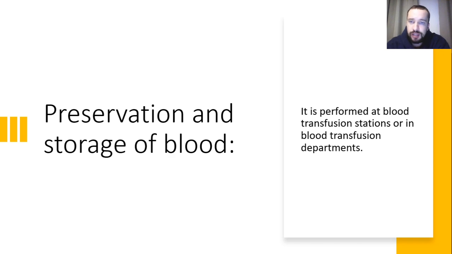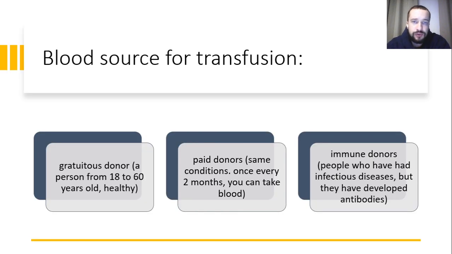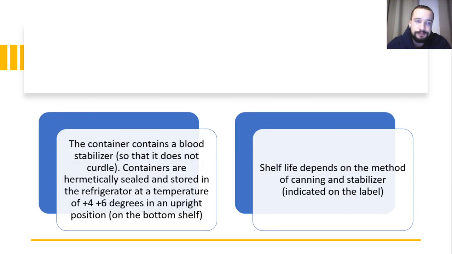Preservation and storage of blood. It is performed at blood transfusion stations or in blood transfusion departments. Blood source for transfusion. Gratuitous donor, a healthy person from 18 to 60 years old. Paid donors, same conditions. Once every 2 months you can give blood. Yes, you can take money for your blood. Immune donors, people who have had an infectious disease but have developed antibodies.